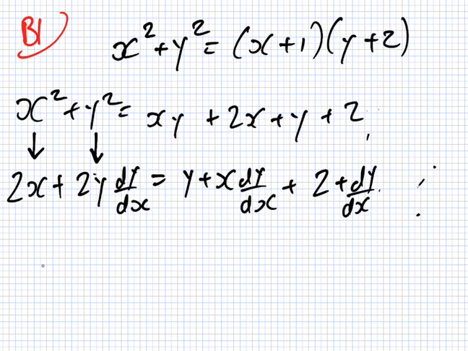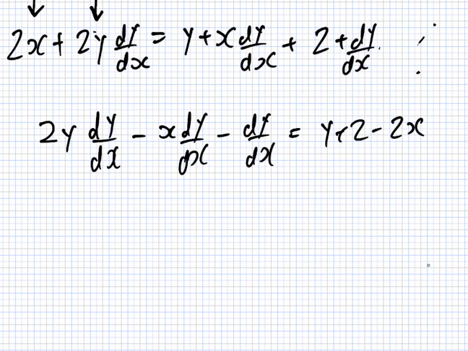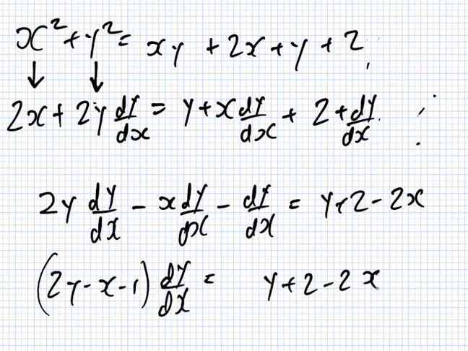So we have 2y dy/dx minus x dy/dx minus dy/dx equals y plus 2 minus 2x. Okay, so I get (2y minus x minus 1) dy/dx equals y plus 2 minus 2x.